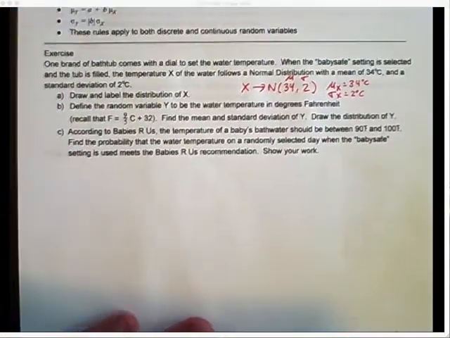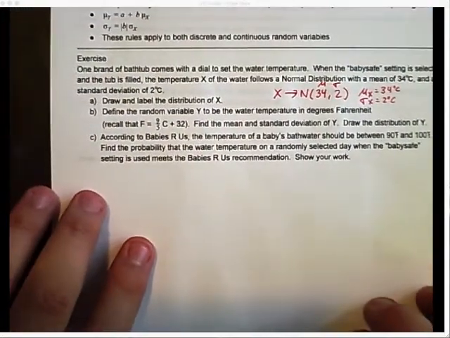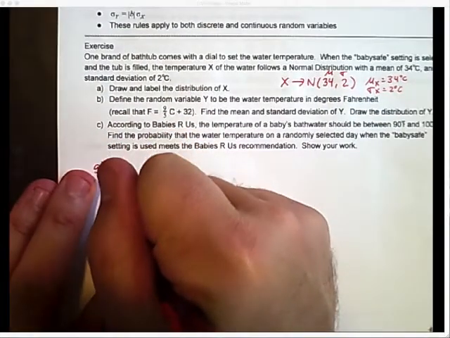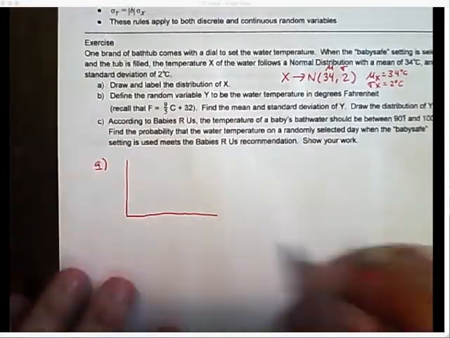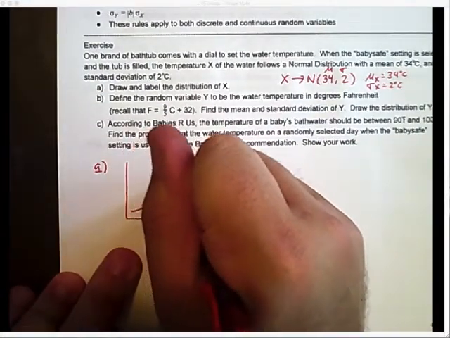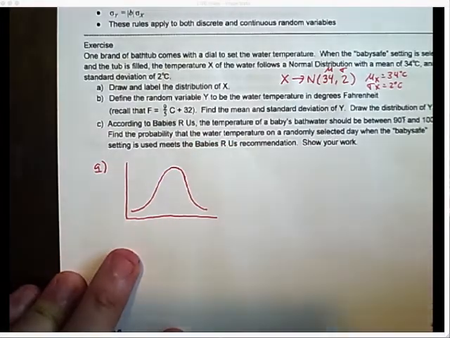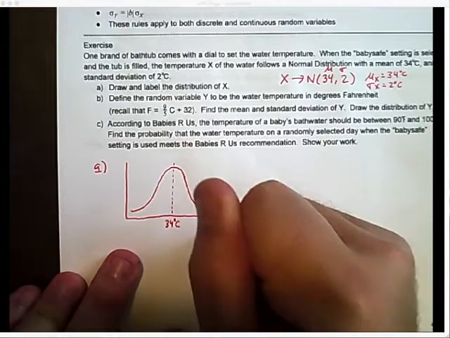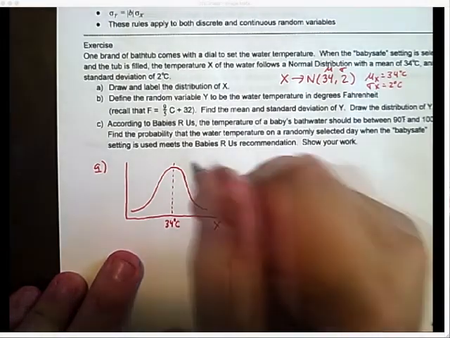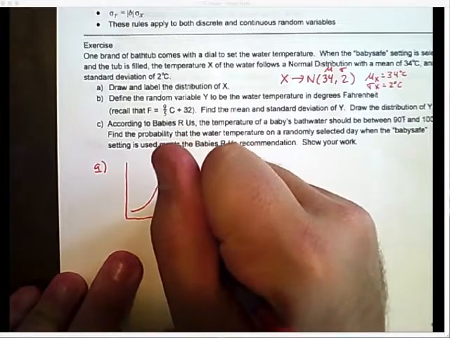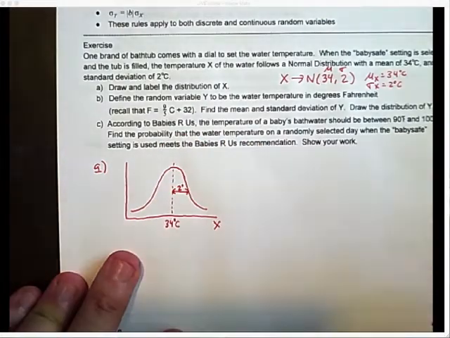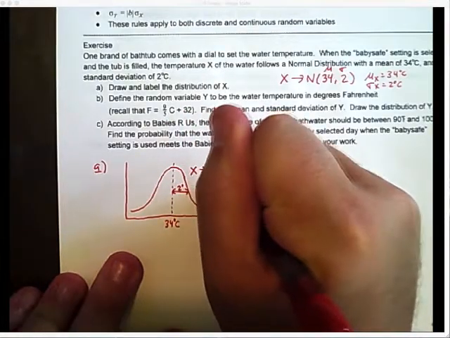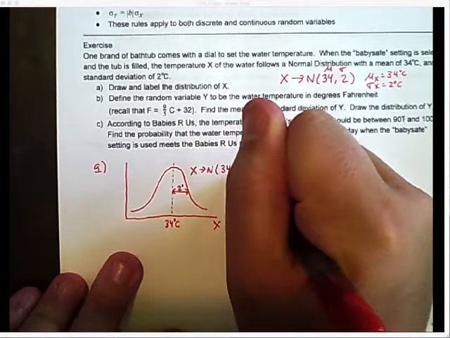Part A: draw and label the distribution of X. It tells me it's normal, so I'm going to draw a normal curve. We're going to put the mean down the center, so 34 degrees Celsius. This is the variable x. The standard deviation, sigma, is 2 degrees. And I'm going to tell the reader x is normally distributed with mean of 34, standard deviation of 2.